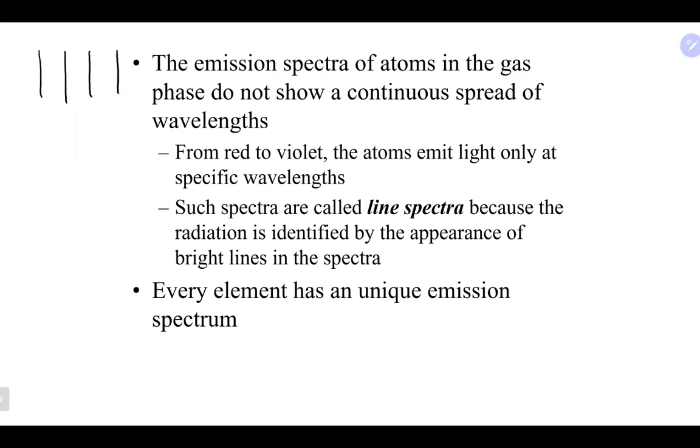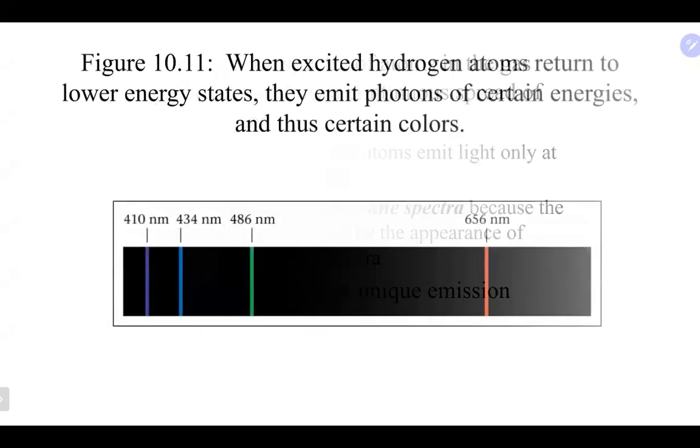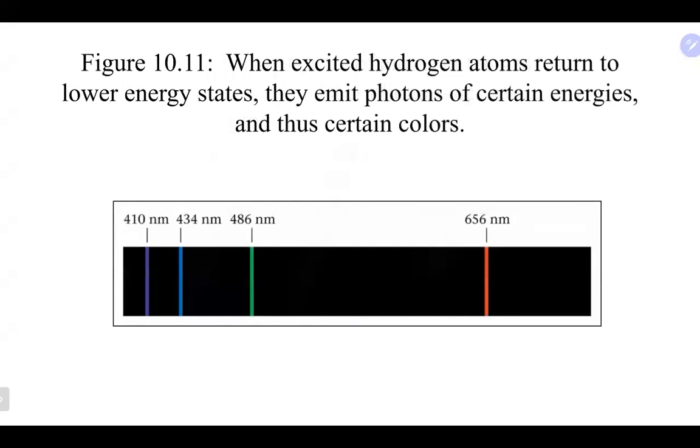And each element has its own unique spectrum, based on the lines that you see, as the electrons are transitioning. Here is the emission spectrum for hydrogen.